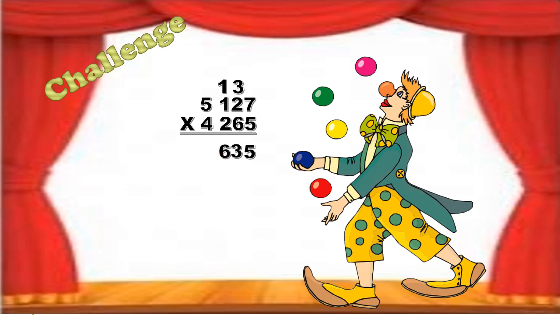5 times 5 equals 25. Regroup 25 as 5 thousands and 2 10,000s. Place your 5 thousands under your thousands column. Place your 2 10,000s under your 10,000s column. We now finish multiplying by 5. We will place a 0 in the units column.